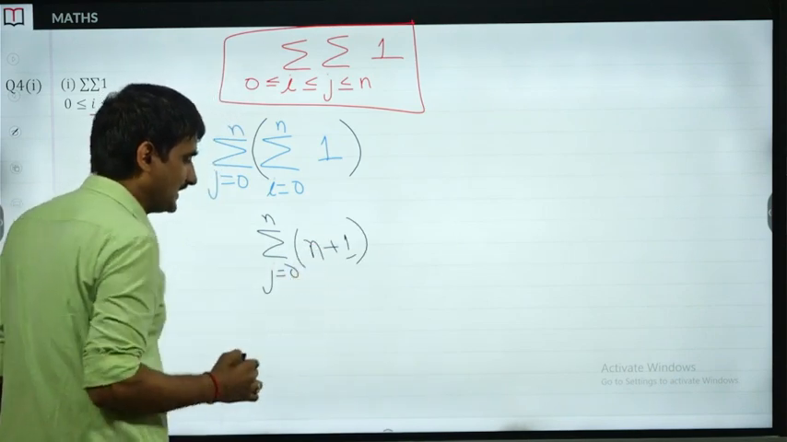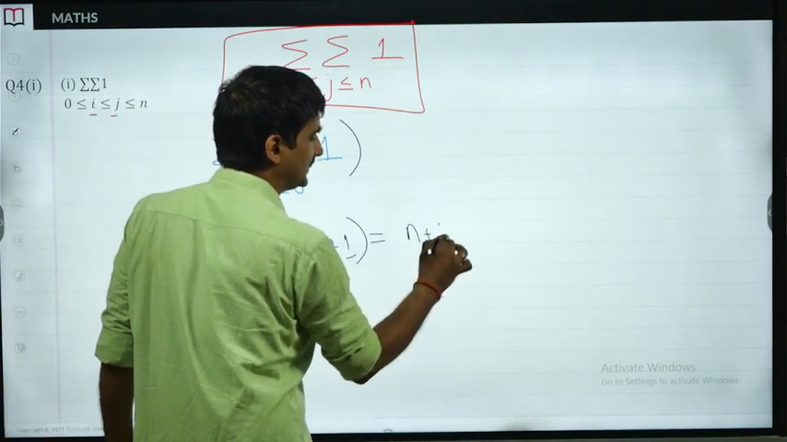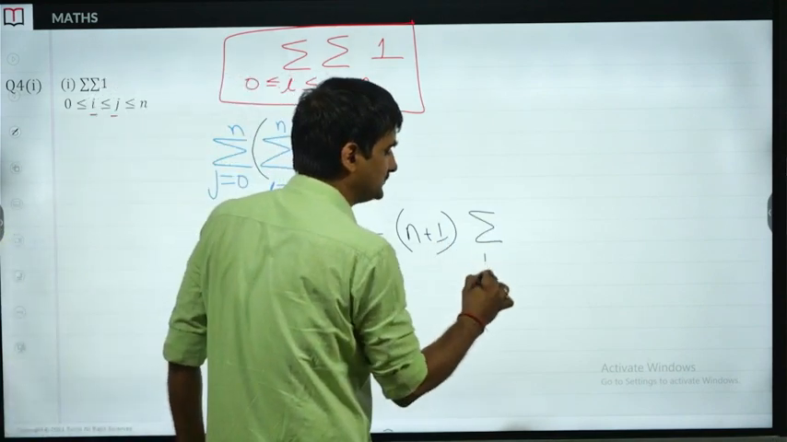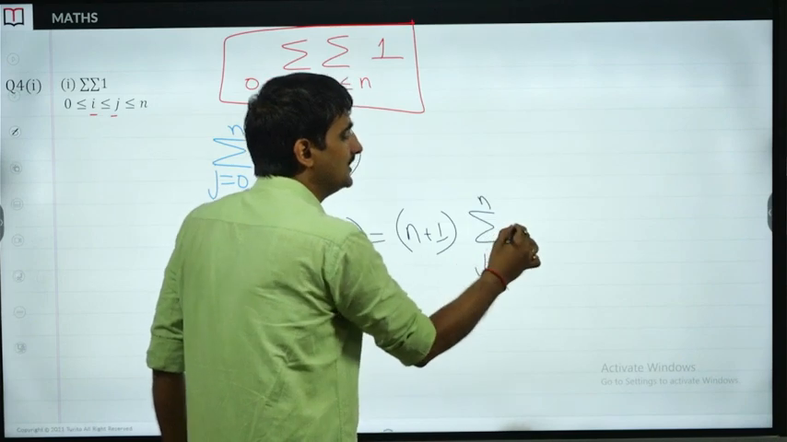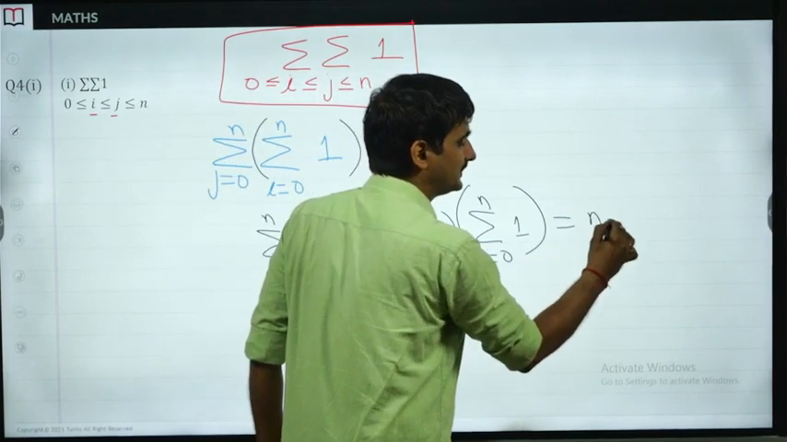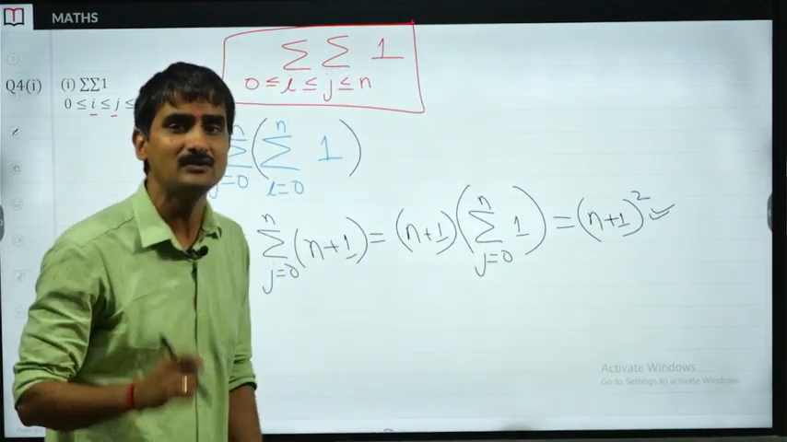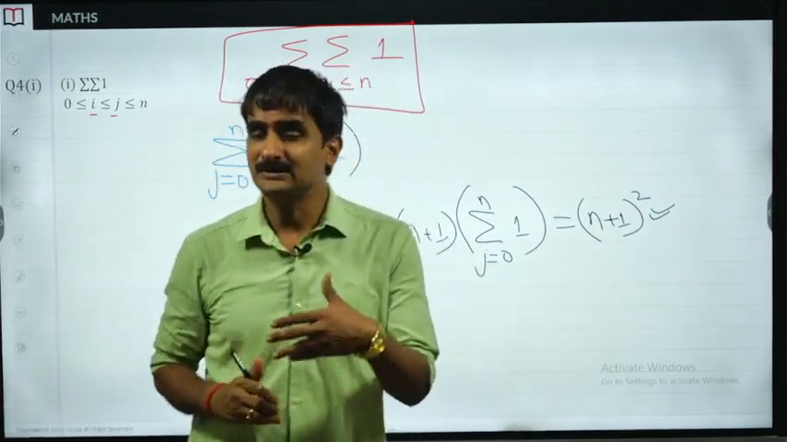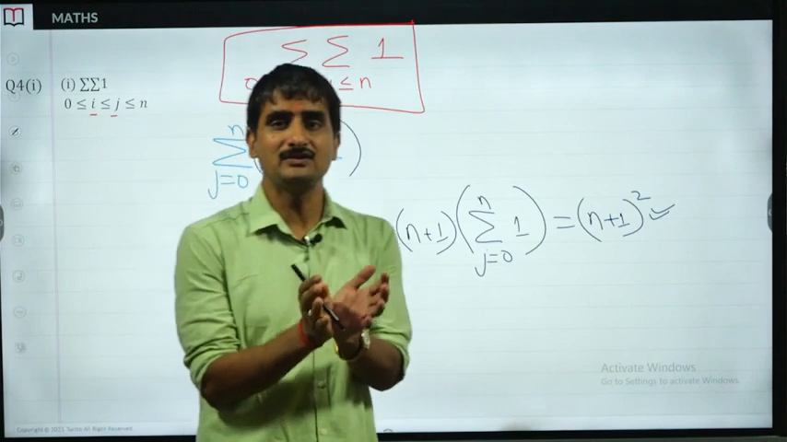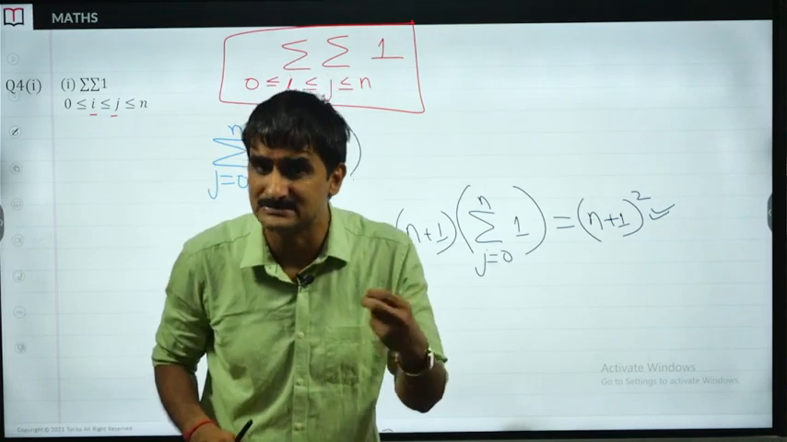Now since again n plus 1 is a constant with respect to j, you will take it out here. So you took out n plus 1 and you got summation of j which goes from 0 to n of 1 again, and again it is nothing but n plus 1. So n plus 1 into n plus 1 is n plus 1 whole square. See, so that's the method we can follow whenever there is no relation between these two variables of the double summation.